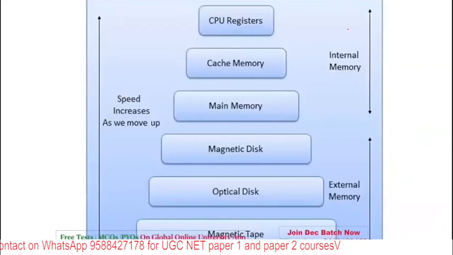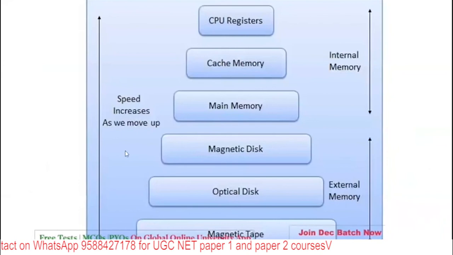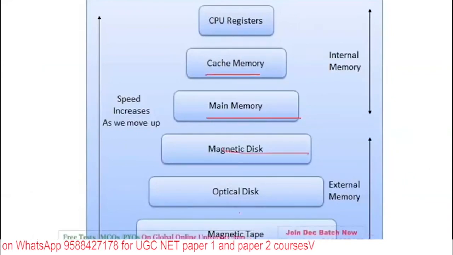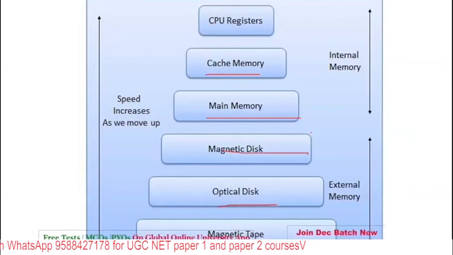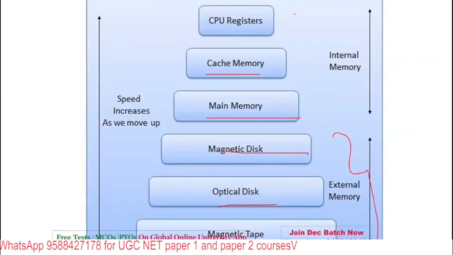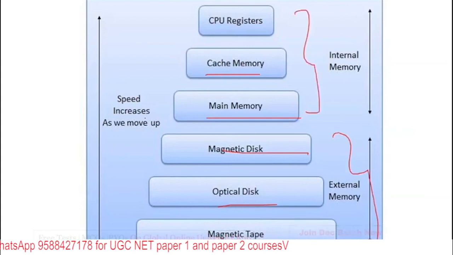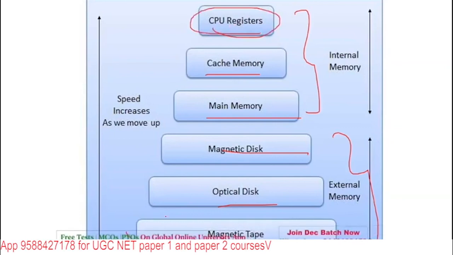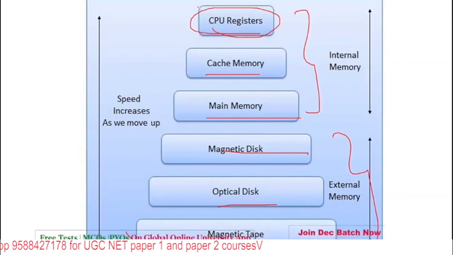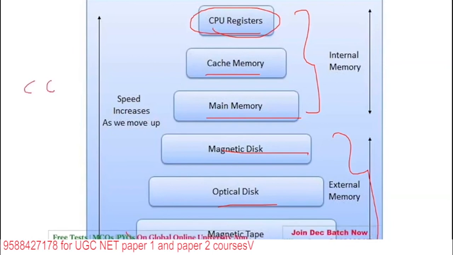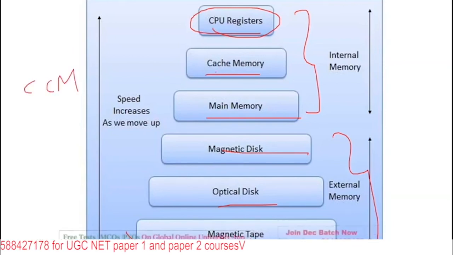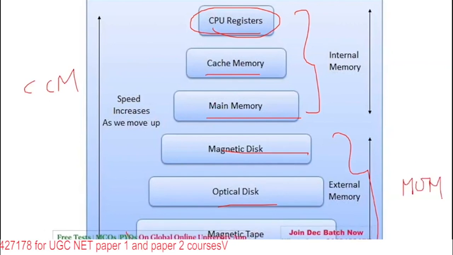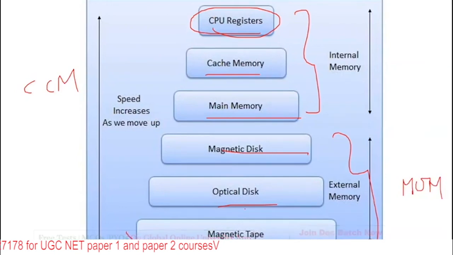So the increasing order of access time ratio goes like this, and you have a full diagrammatic presentation here: CPU registers, cache memory, main memory, magnetic disks, optical disks, magnetic tape. These last ones are the external memories, and these are the internal memories. Speed increases as we move up. The fastest is the CPU register and the slowest is magnetic tape. You should remember which are internal: CPU, cache, main, that is CCM. The external ones are MOM: magnetic disk, optical disk, and magnetic tape.